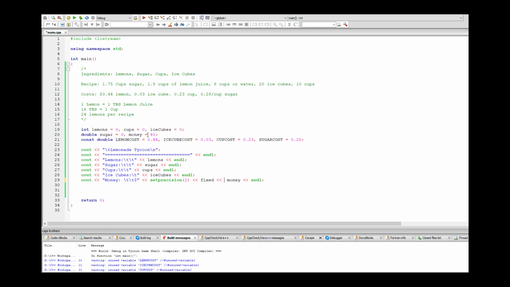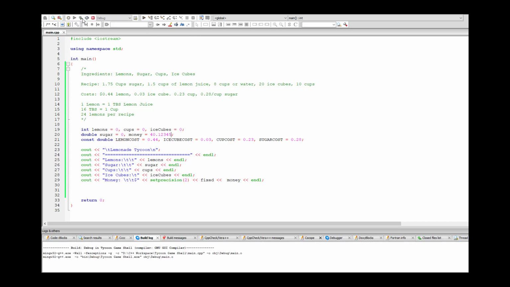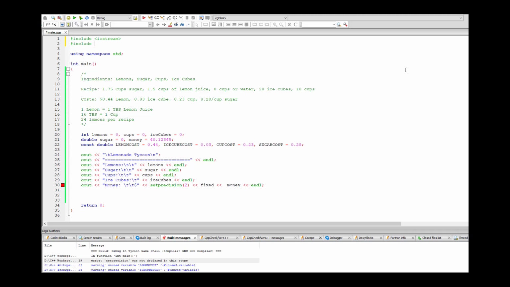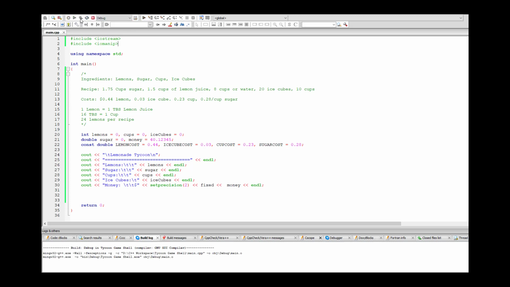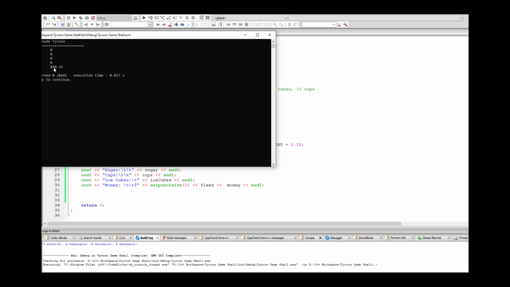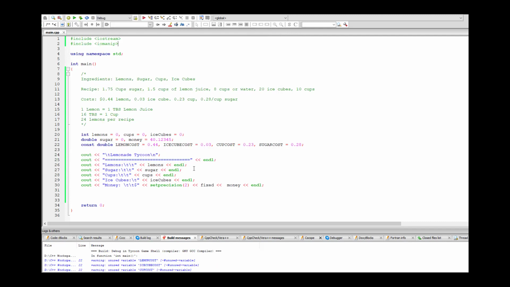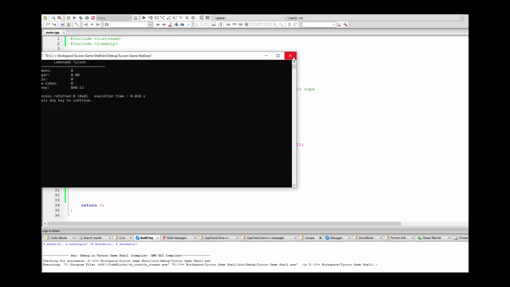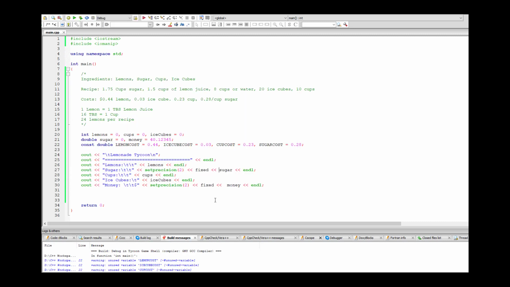All right, and let's just try it out. We'll put our money as 40.12345 and see how it looks. Of course, because we have to import the library, hash include, I believe this is iomanip. Yeah, there we go. So the 40.12345 actually appears like that. And the sugar also will need that as well, because sugar is also a double. All right. So far, everything looks pretty good.